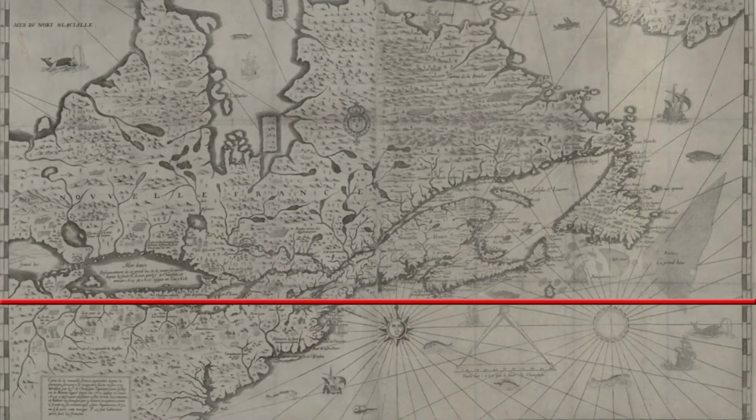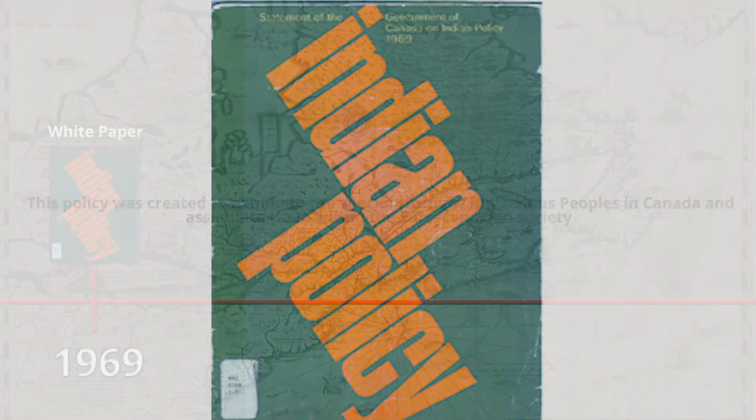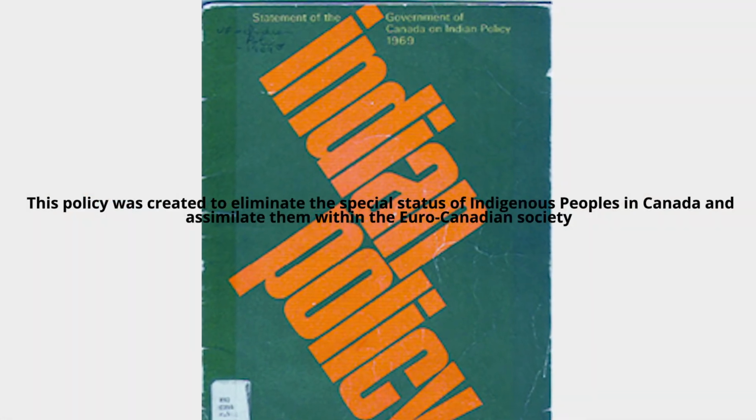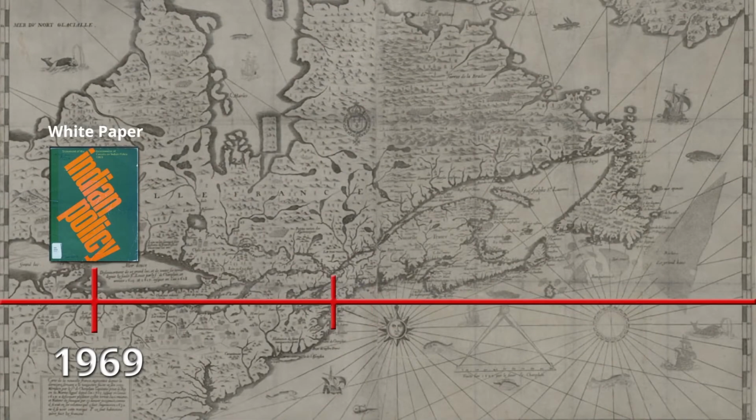In 1969, the federal government attempted to pass the Statement of the Government of Canada on Indian Policy, also known as the White Paper. This policy was created to eliminate the special status of Indigenous peoples in Canada and assimilate them within the Euro-Canadian society. The White Paper was withdrawn due to massive criticism. In 1973, the Supreme Court of Canada made a decision in a case that would help usher in the era of modern treaties a couple of years later.